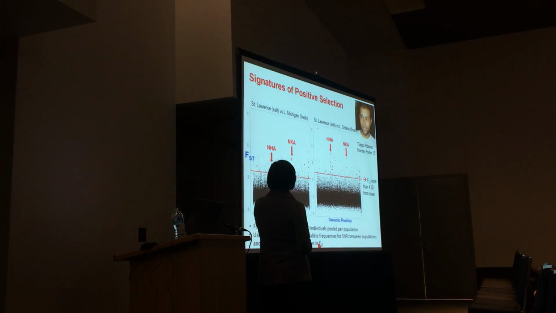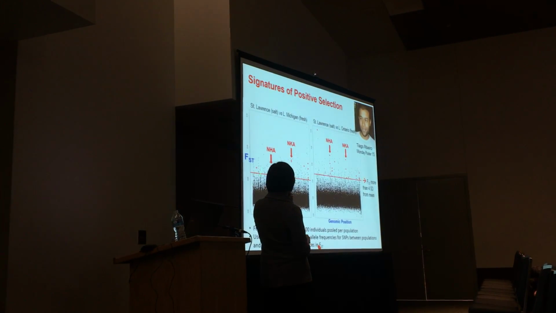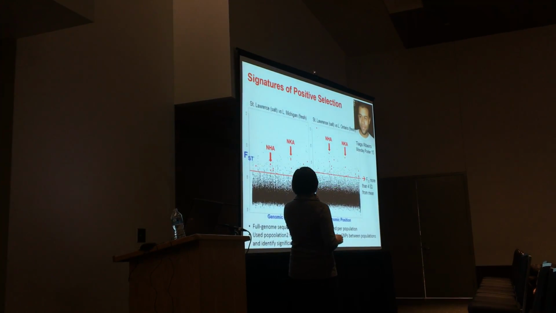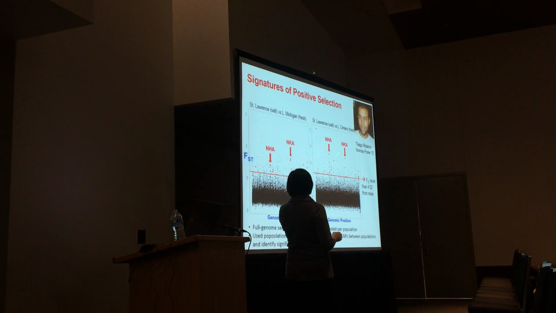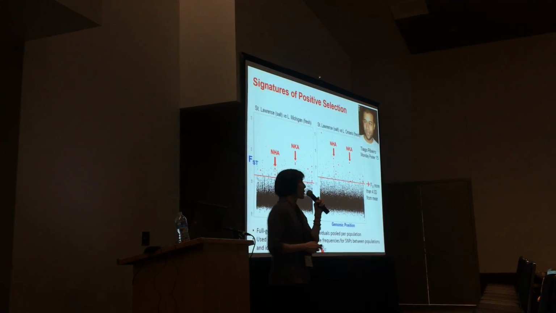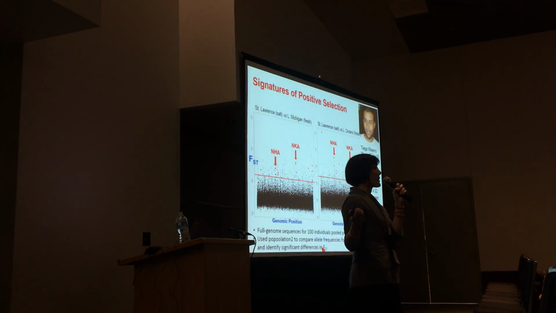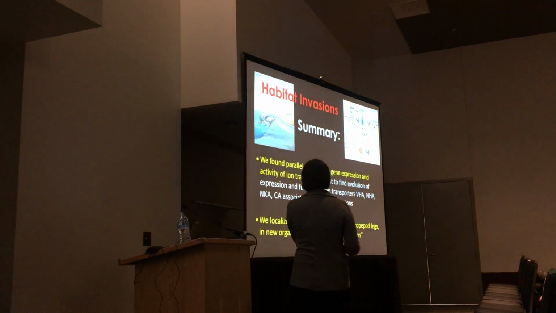And when we did that study, this is an FST outlier analysis, and this line represents FST values that are more than 4 standard deviations from the mean, we see the ion transporters that show significant signatures of selection between the saltwater ancestral and freshwater invading populations.